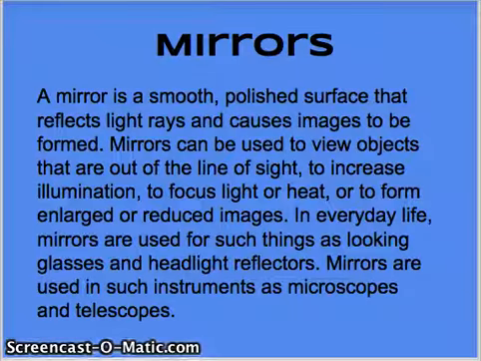Now onto mirrors. A mirror is a smooth, polished surface that reflects light rays and causes images to be formed. Mirrors can be used to view objects that are out of the line of sight, to increase illumination, to focus light or heat, or to form enlarged or reduced images. In everyday life, mirrors are used for such things as looking glasses and headlight reflectors. Mirrors are used in instruments such as microscopes and telescopes as well.